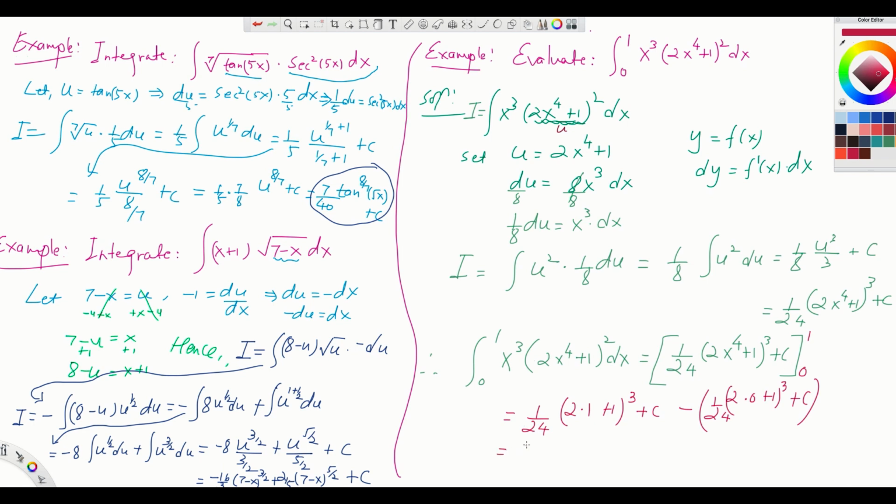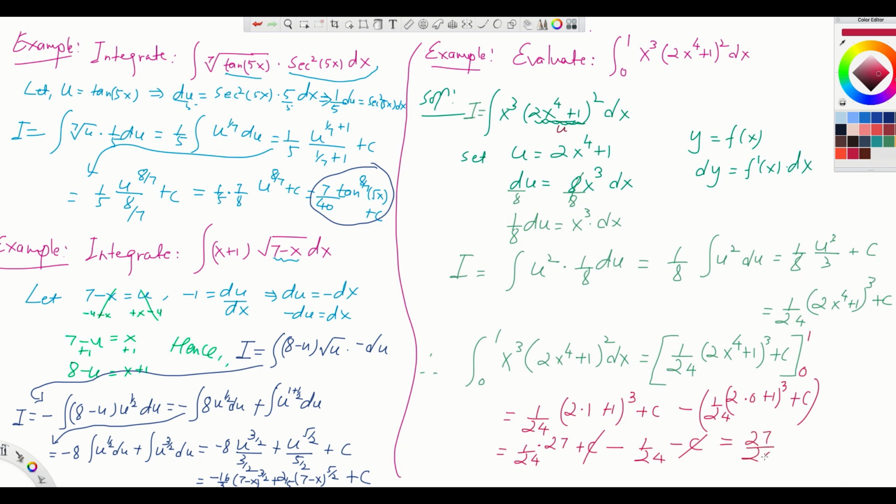So what you get here is 1 over 24, 2 times 1 is 2 plus 1 is 3, 3 cubed is 27. You see that? Plus c minus, how much is that? 1 over 24, 2 times 0 is 0 plus 1 is 1, 1 cubed is how much? 1, right? So 1 over 24 and then minus times plus is minus c. You see that? The c and c cancel out. And this is true for all definite integrals. If there is a definite integral, you don't have to write down that c because it will cancel out anyway, okay?